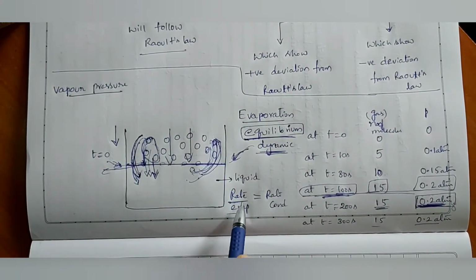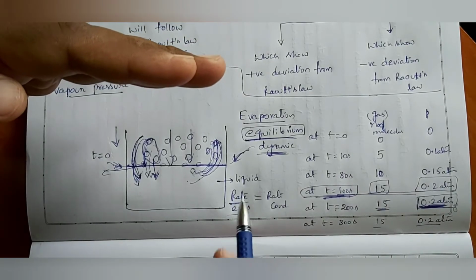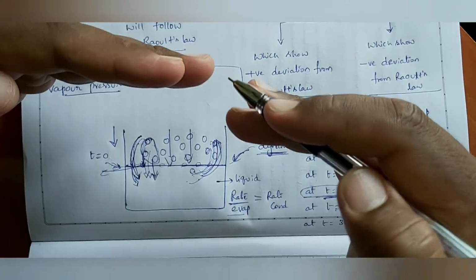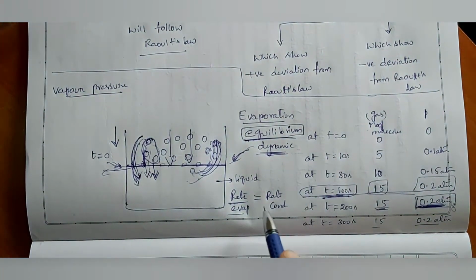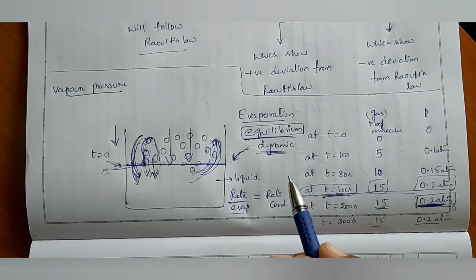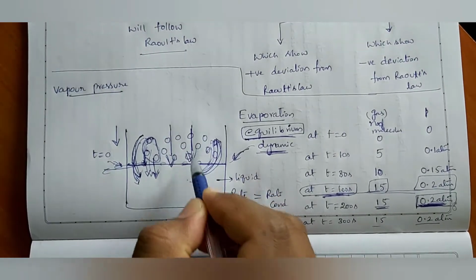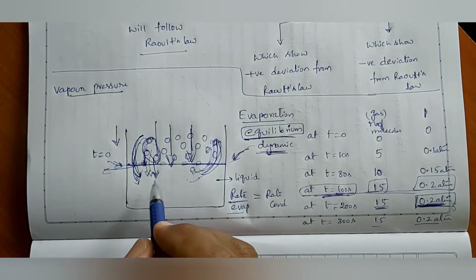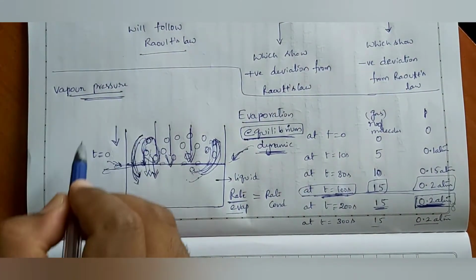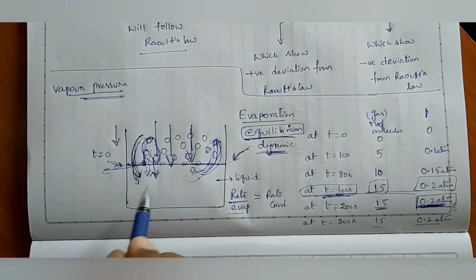Initially the rate of evaporation is greater than the rate of condensation. The rate of evaporation slowly decreases and the rate of condensation slowly increases, and both will be the same at the equilibrium condition. That is called dynamic equilibrium. At that equilibrium condition, these gas molecules apply pressure on the surface of the liquid. That is called the pure vapor pressure of that liquid. If it is water, that is called the vapor pressure of water.